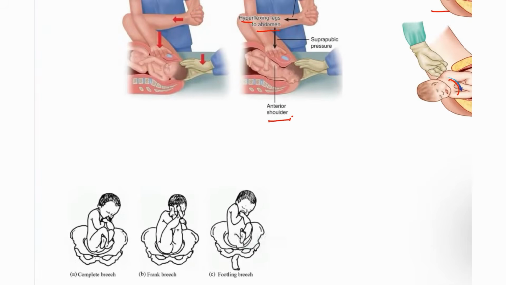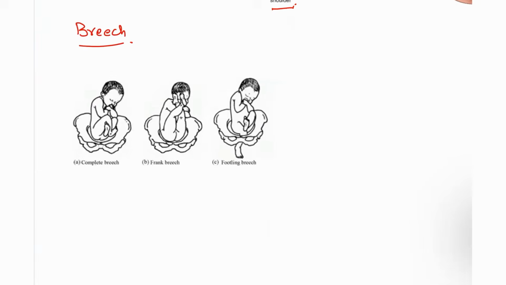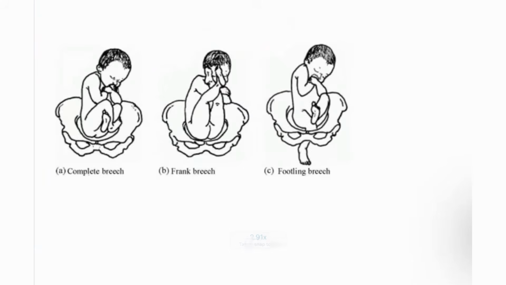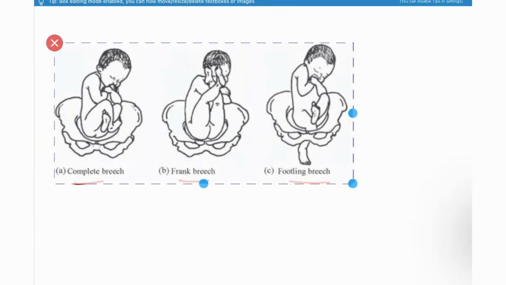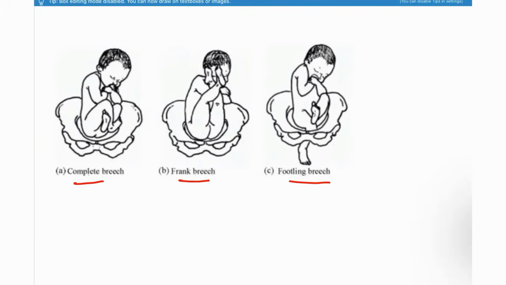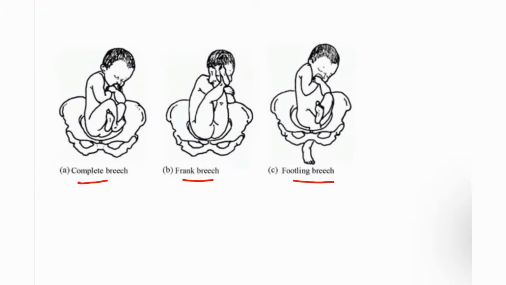Next, moving on to the breech delivery. In the breech delivery, you can see there are three types: complete breech, frank breech, and footling breech, where the foot comes out. In the complete breech, both the hip and the knee are flexed, complete flexion. In the frank breech, the knees are extended.